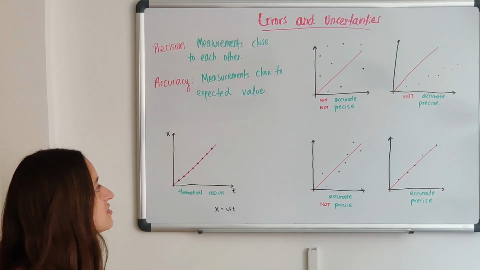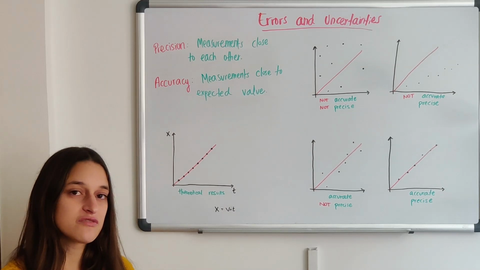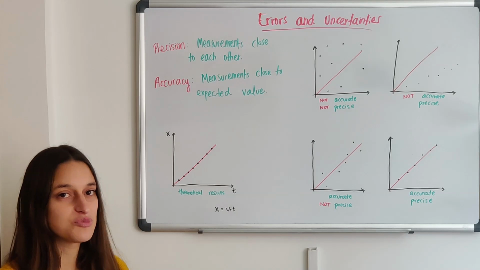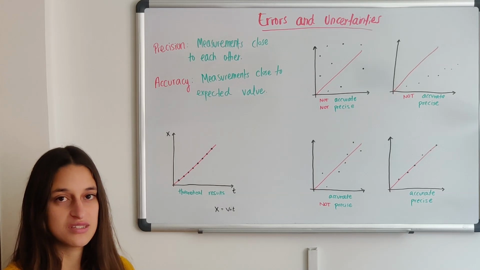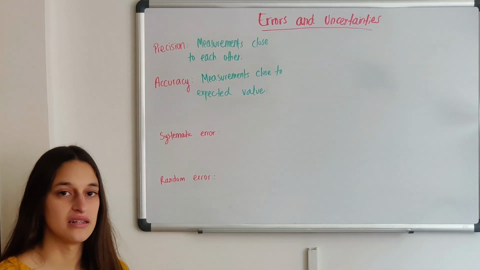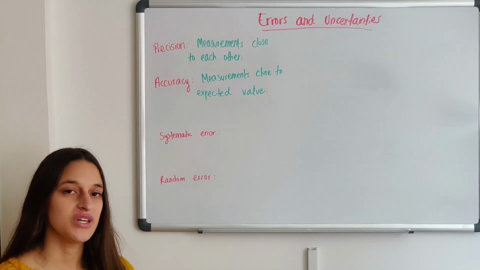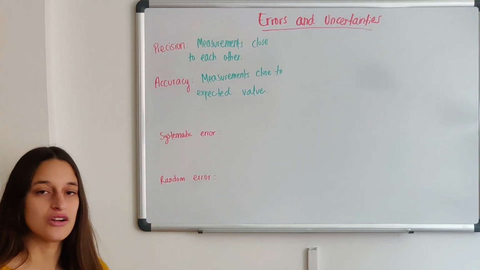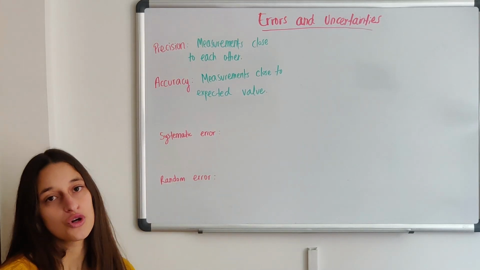Okay, so now that we know this, I'm going to tell you a little bit about the names of the different errors and how they affect the precision and accuracy of an experiment. We have two types of error that we can get while taking experimental data. We could either get systematic errors or random errors, or both.